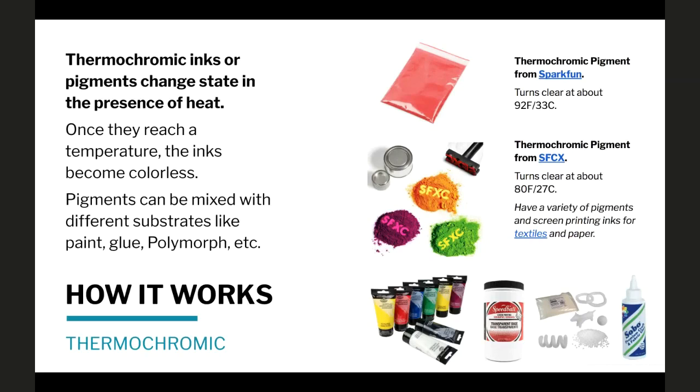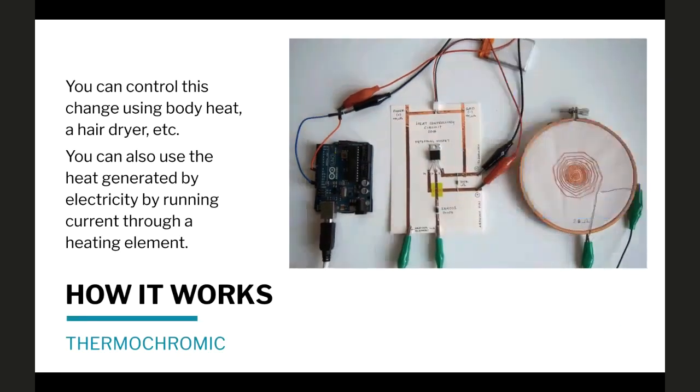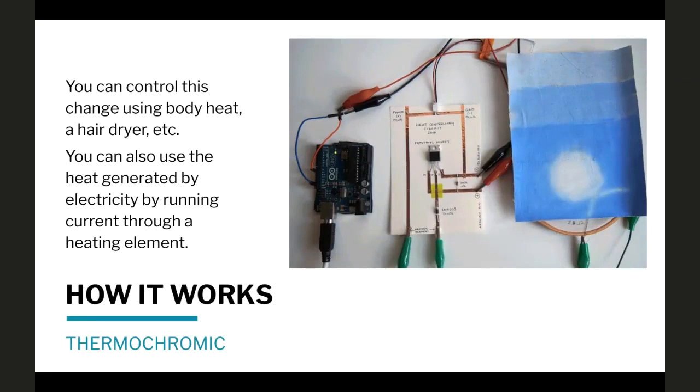Again, as you're thinking about your ambient environment and what you're trying to achieve and how quickly, the turning temperature is important. You should also remember that even though we're going to talk about controlling thermochromic pigment with an Arduino and a heating element, that is not required to make a state change for thermochromic ink. You can also change colors by using the heat of your body or by using a hairdryer. Anything that generates heat will cause a change in this pigment. But we're specifically going to talk about how to do this with an Arduino and a heating element.